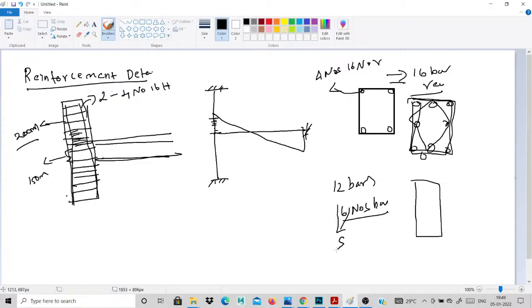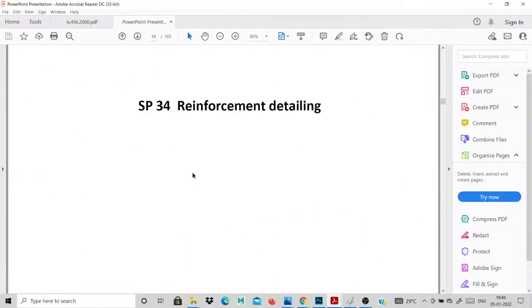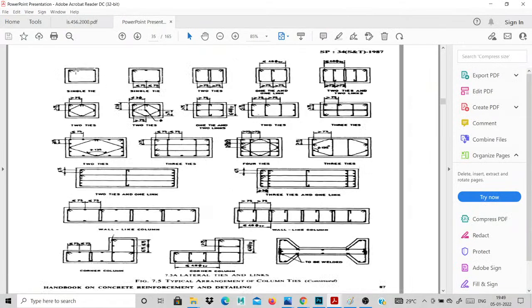Simply you go for the SP34 code book. Okay, you simply refer to your SP34 code book. Then you take these reinforcement details. See, this is the SP34 code book page number. Four bars are minimum, three bars or six bars are easy. Other than 16 bars or 20 bars, it will come.